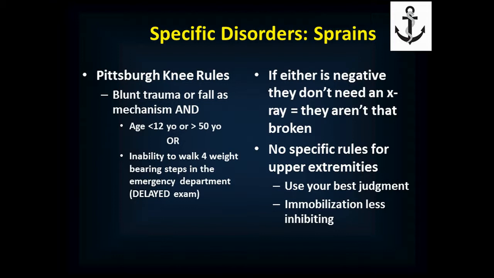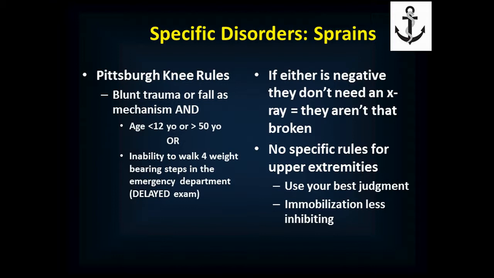In the Pittsburgh knee rule, first and foremost, the patient has to have either blunt trauma or a fall as the mechanism of injury. Now, if they didn't fall or they weren't struck in the knee by something, they don't need an x-ray. That doesn't actually mean they don't need to have their knee immobilized or supported, because if you tear your anterior cruciate ligament or you completely blow out one of your collateral ligaments, you're going to need to have the knee immobilized. But you're not worried about a fracture. So if there's no blunt trauma or they didn't fall, it's not broken.